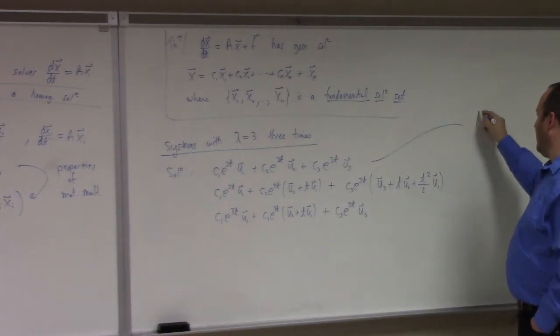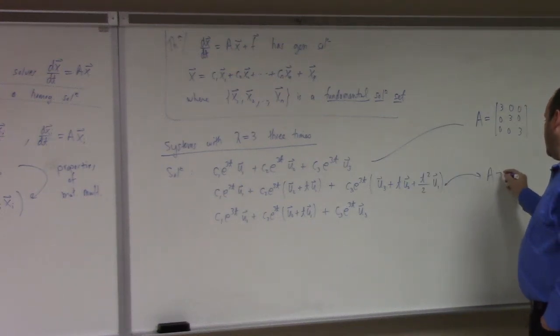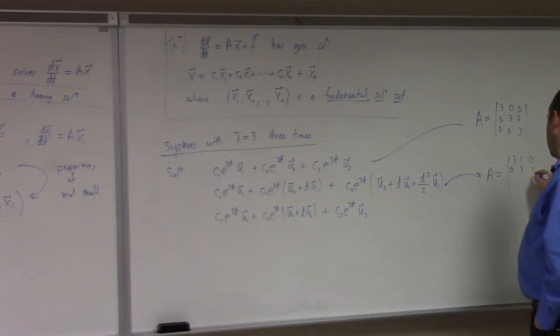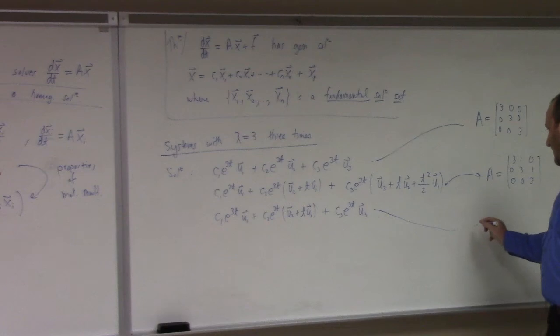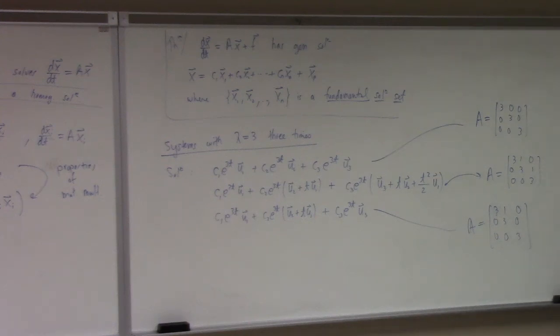So this would come from A equals the diagonal matrix with 3, 3, 3. This one would happen if we had A equals [3, 1, 0; 0, 3, 1; 0, 0, 3]. This one will happen if we have A equals [3, 1, 0; 0, 3, 0; 0, 0, 3], like that. In fact, these coefficient matrices give me those solutions where u1, u2, and u3 are just the so-called standard basis, or what you call i, j, and k in your Calc 3 class, right?